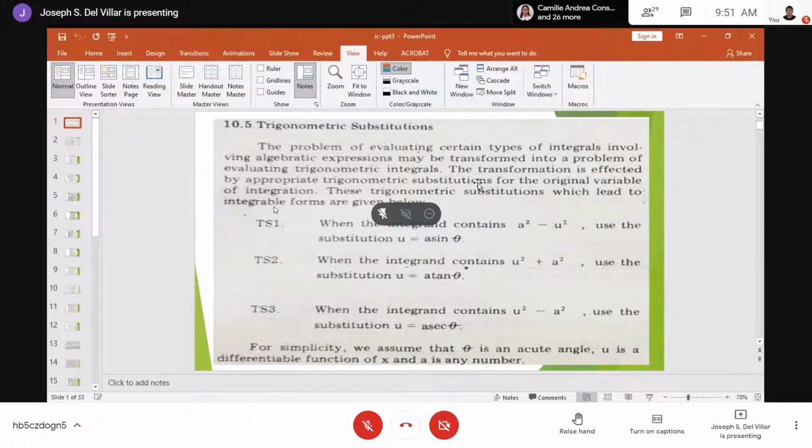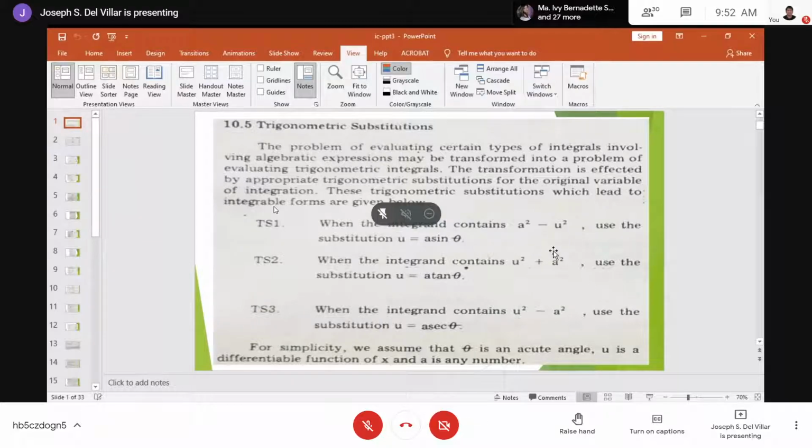Okay, so first case. Okay, so when the integrand contains, case number one, if you see an a squared minus u squared in the integrand, where a is a constant and u is the variable, okay? So a is the constant and u is the variable.